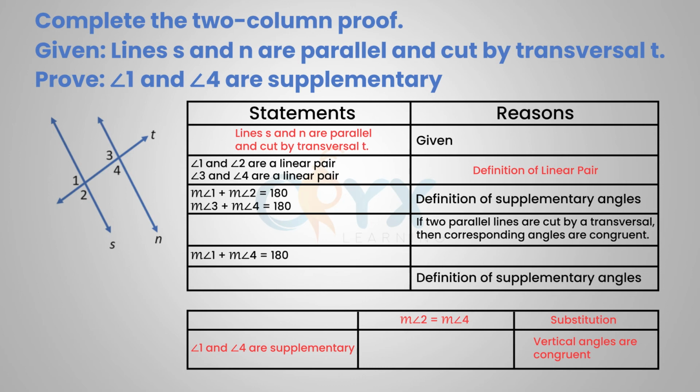We can then say that the measure of angle 2 equals the measure of angle 4 because if two parallel lines are cut by a transversal, then the corresponding angles are congruent. The measure of angle 1 plus the measure of angle 4 will then equal 180 degrees by substitution. And finally, angle 1 and angle 4 are supplementary, which is what we were trying to prove, by the definition of supplementary angles.